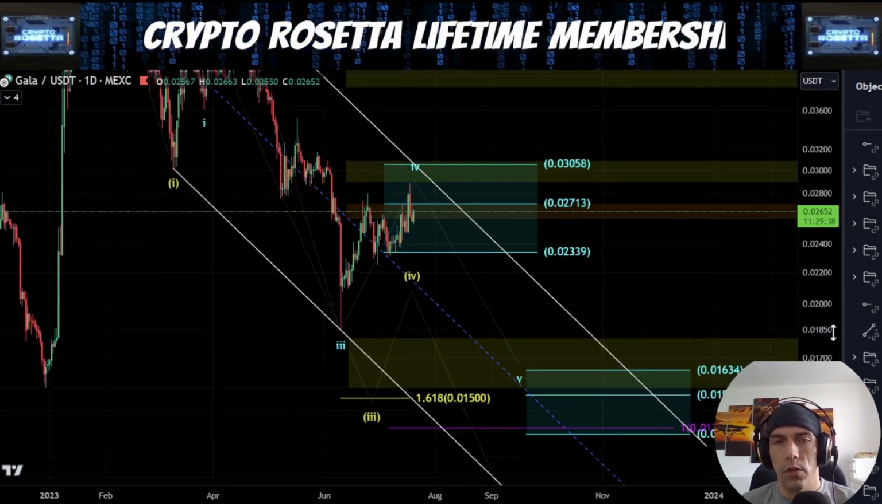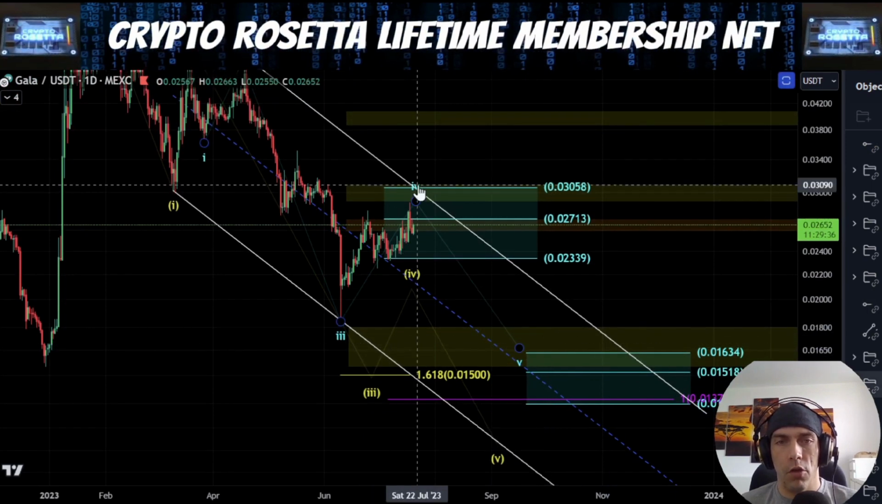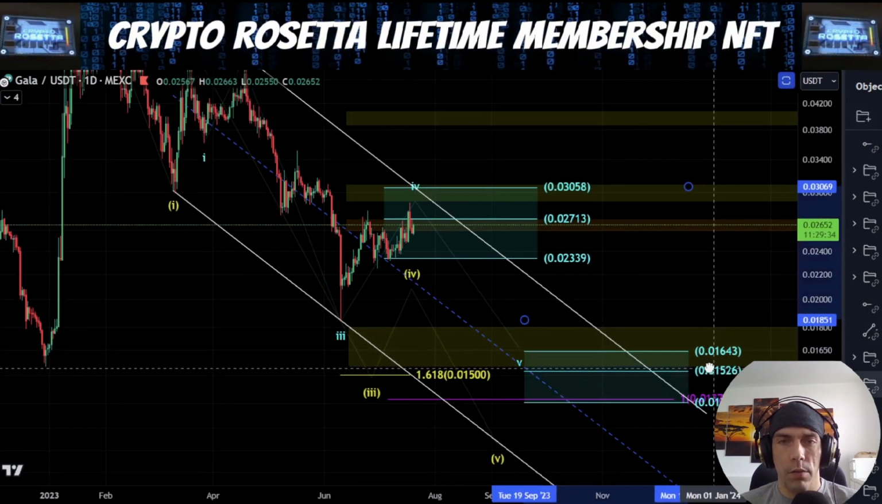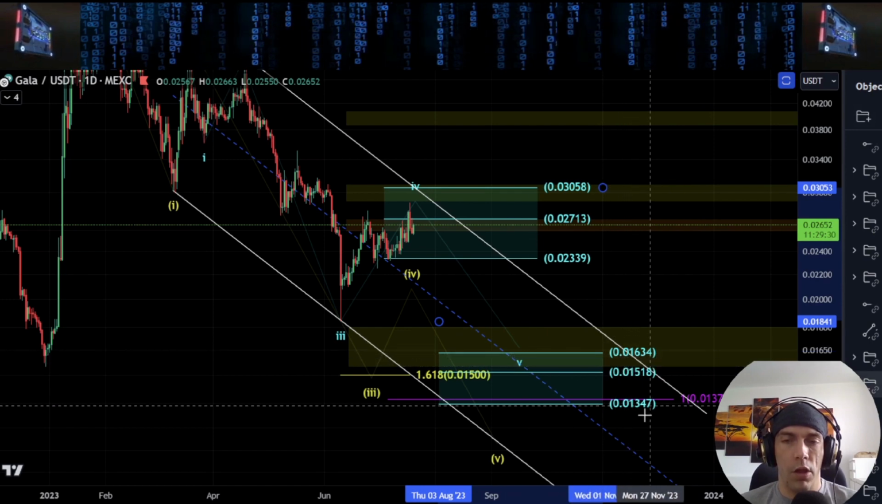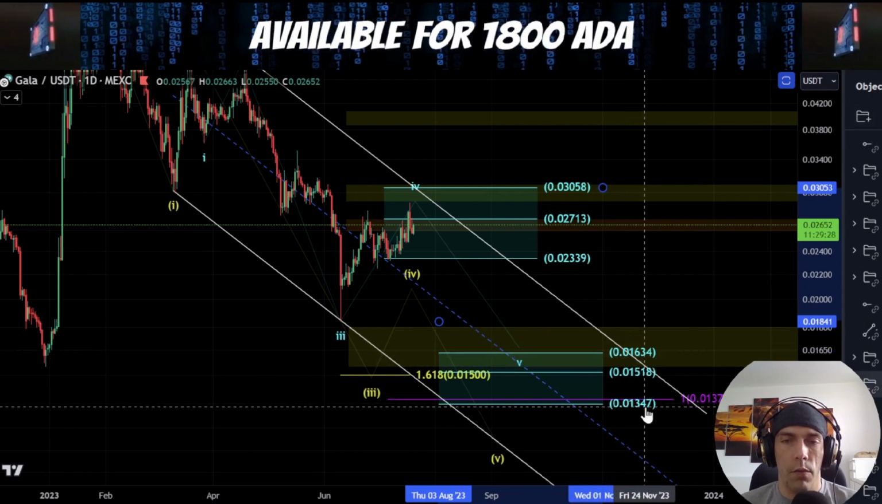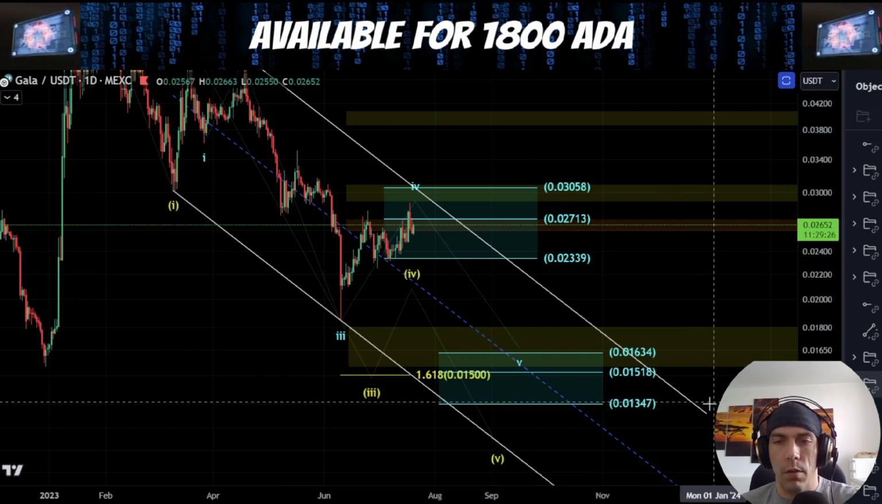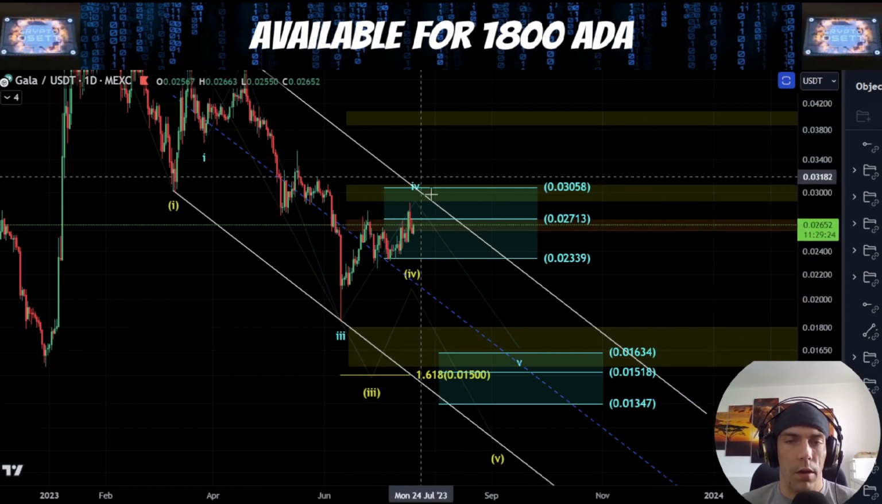Now, if we do follow this blue count here and we do get a rejection off this level, effectively our target could be towards this zone of this 1634 to this 1347. So that would align with coming back down here one more time in a fifth wave.